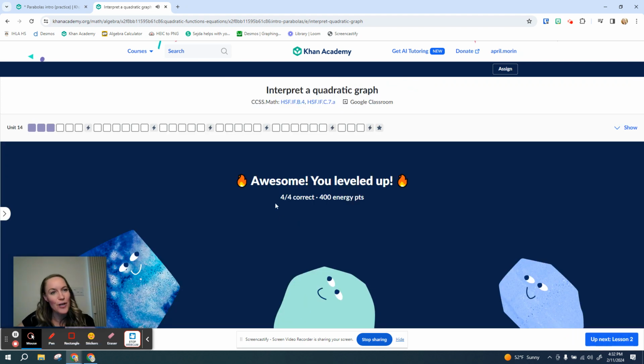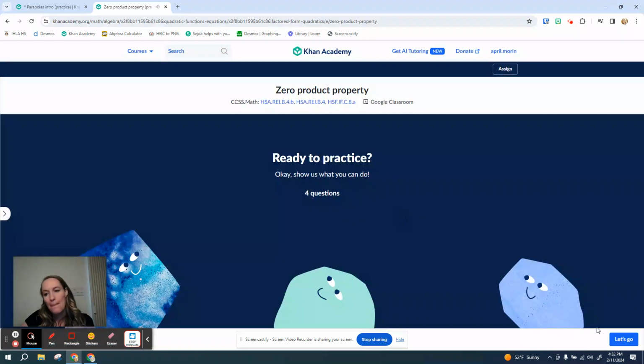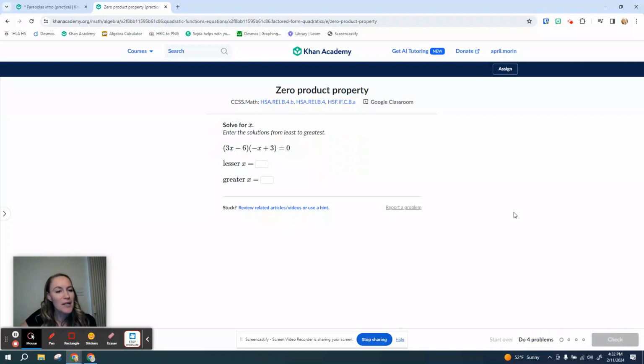All right, fun, right? We're just looking at graphs and interpreting them. Pretty fun. We haven't really done any number crunching, but sometimes part of math is just looking at things and trying to interpret them.